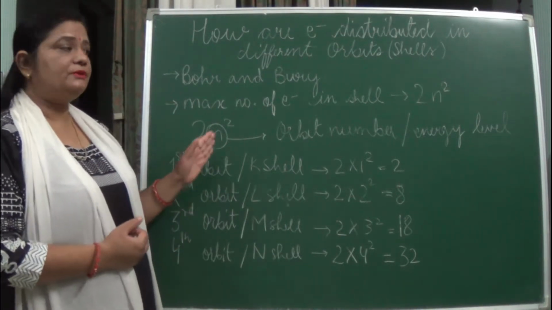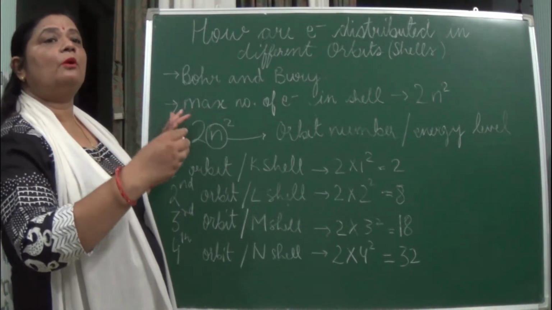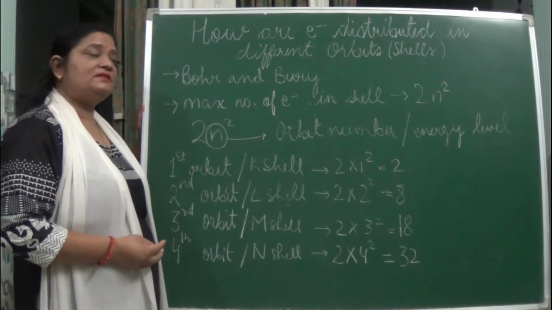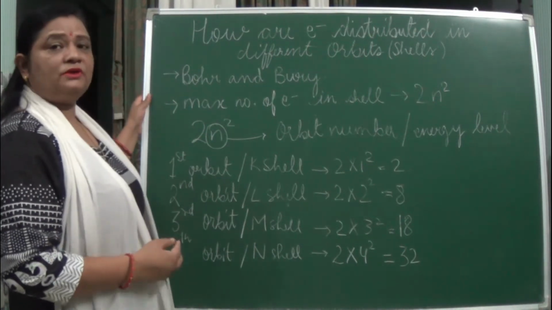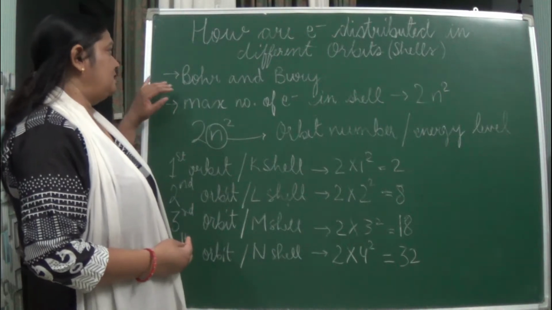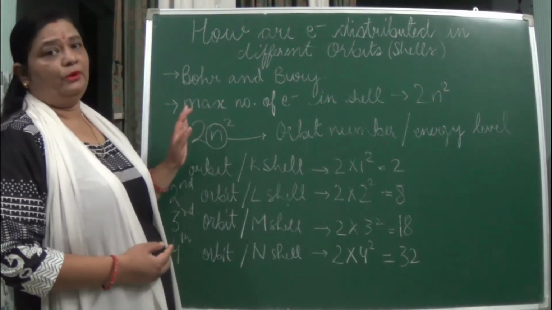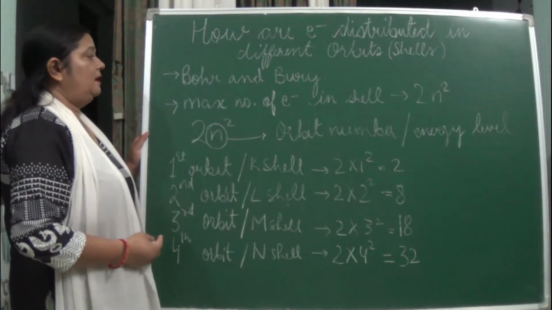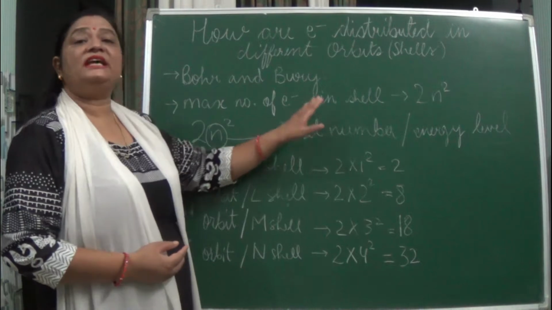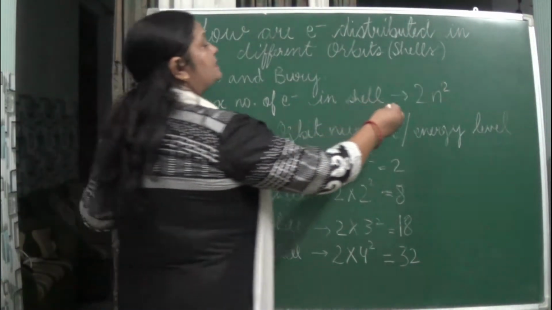So now we are going to study how the electrons are arranged in different orbits K, L, M, N, which we have studied. This arrangement of electrons in the shells or orbits was formulated by Bohr and Bury. In this, they said the maximum number of electrons in a shell must be how much?